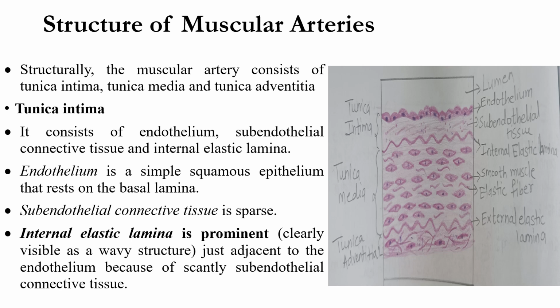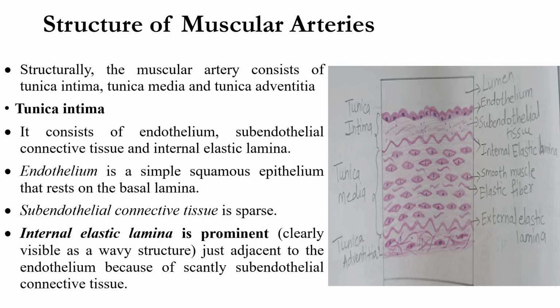Muscular arteries are medium sized arteries. Their diameter is 2 to 10 millimeter, and the most prominent feature of muscular artery is presence of more amount of smooth muscle and less amount of elastic material in tunica media, and also the internal elastic lamellae is distinctly visible in the muscular arteries.